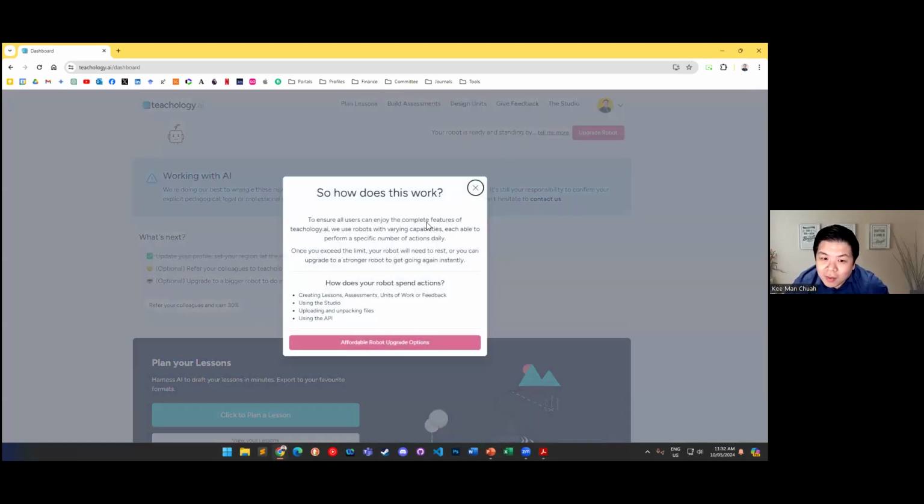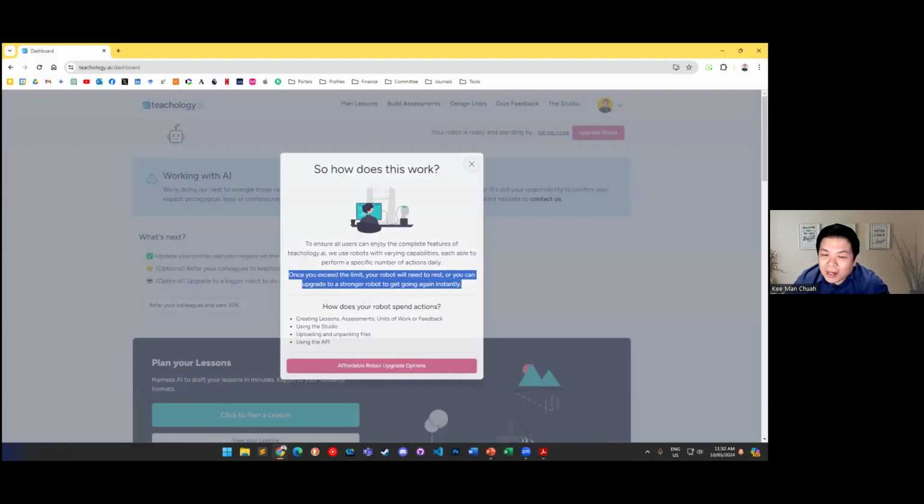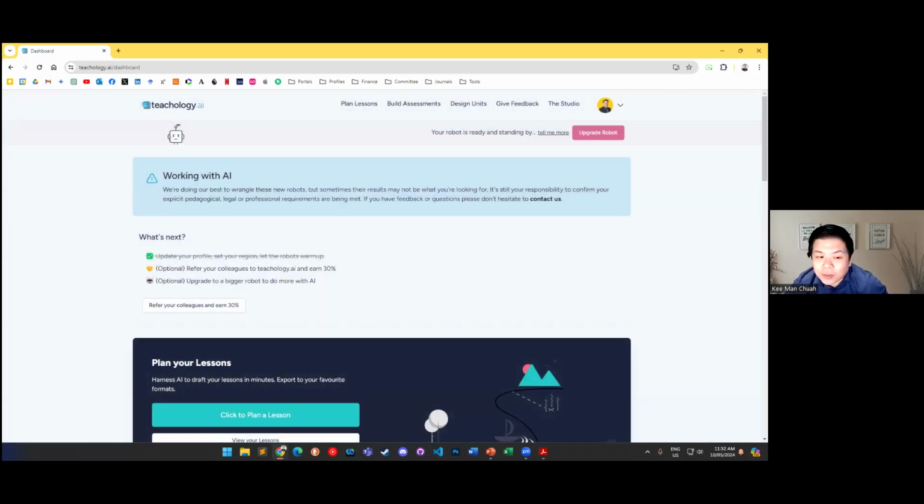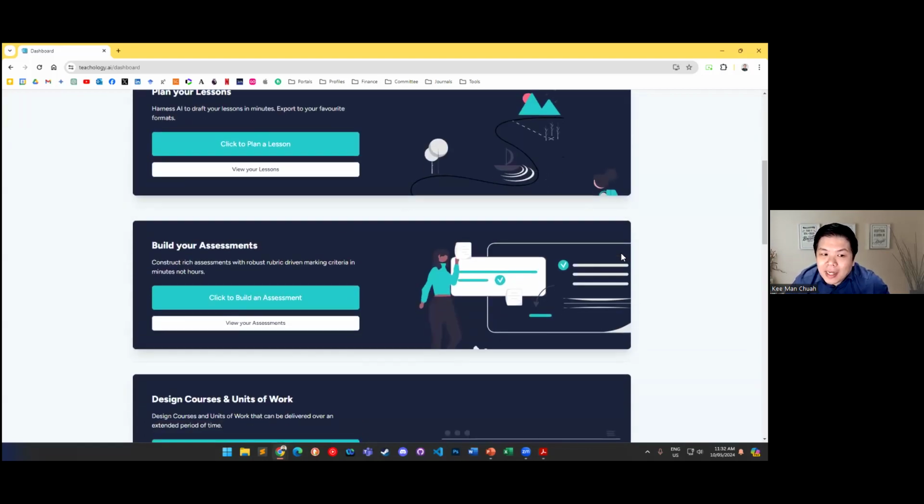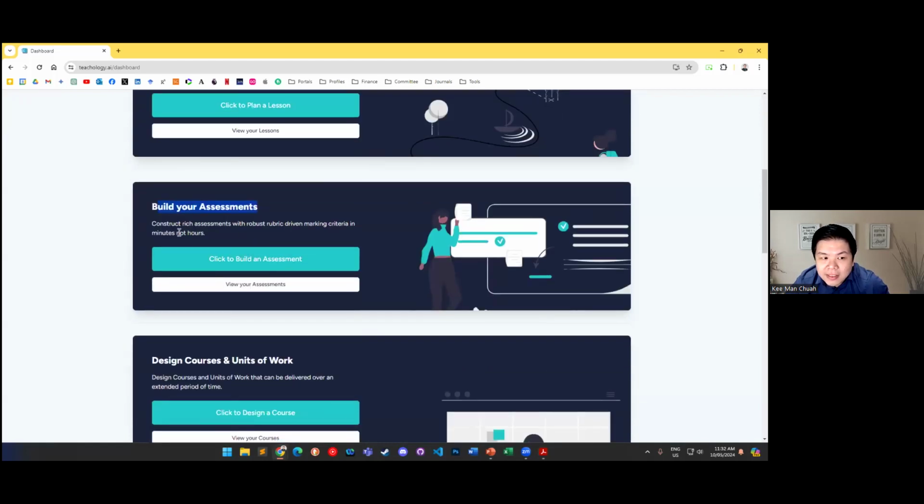If you see here, Tell me more, it will say, once you exceed the limit, the robot will need to rest. The robot also needs to rest. Or you can upgrade to a stronger robot to keep going. I think you don't have to upgrade. In my experience, the free one is sufficient. What is this? This is a very nice, handy tool to not only plan your lesson, but also to help with some ideas for your assessment.